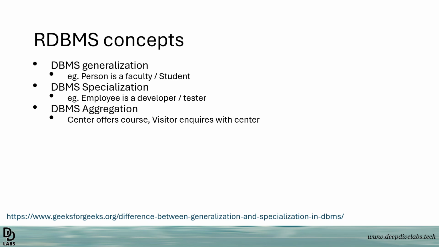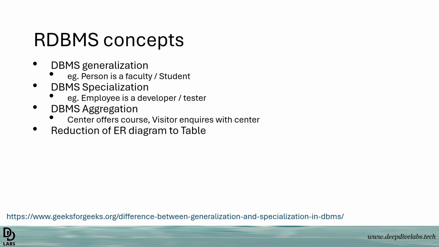Finally, you have DBMS aggregation, which is essentially the combining of entities, right? Sometimes, depending on why you need your database, multiple database entities can come together. For example, a center offers a course, and a visitor inquires with the center, right? So the center, course, and visitor can be combined into a particular entity for easy access. We'll talk a little bit more about this in the subsequent modules to see what some of the good practices of database design are.